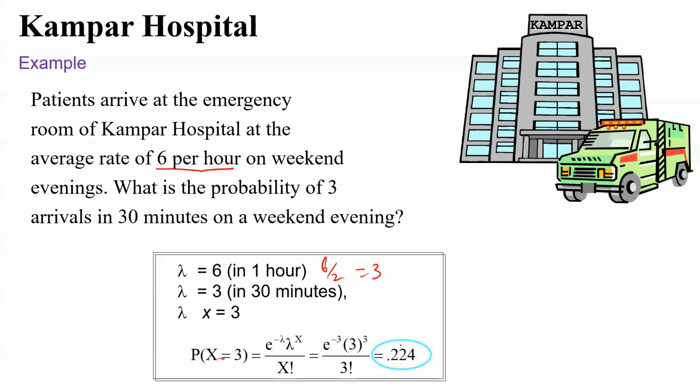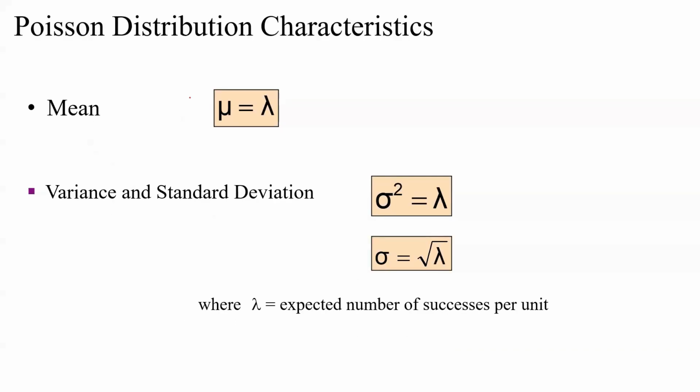For the expected mean of the Poisson distribution, it is simple: mu is equal to lambda itself. There is no change. The variance is also equal to lambda itself, and the standard deviation is the square root of lambda. These are the values for the Poisson distribution.